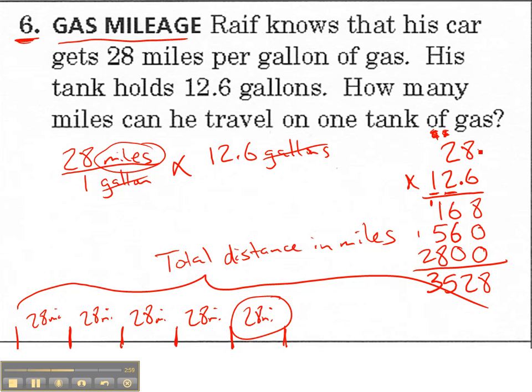But now we need to look at our factors. How many decimal places in this factor? 0, that's a whole number. 28 is a whole number. How many decimal places in this other factor? 1 decimal place, so 1.